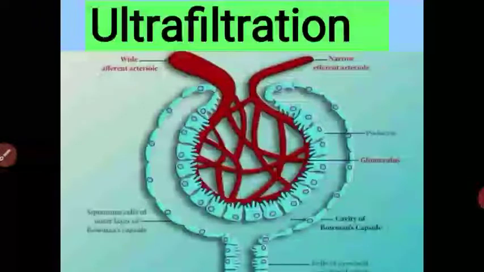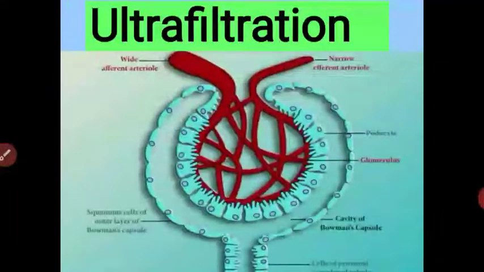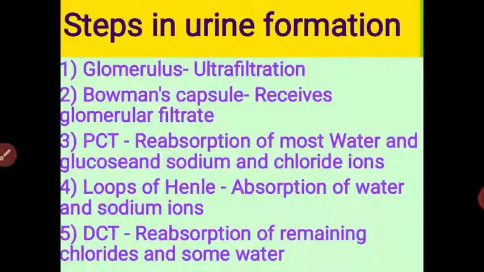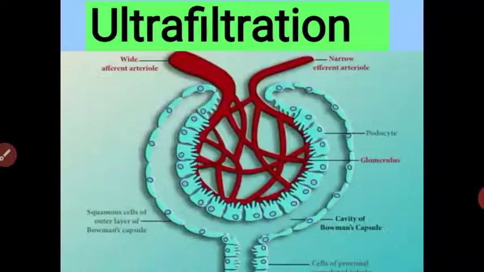Because the efferent arteriole is narrow in diameter and the afferent arteriole is wider in diameter, the difference between the diameters of the afferent and efferent arterioles creates pressure on the glomerulus. The glomerulus is made of a single layer of epithelial cells, and it works as a sieve.